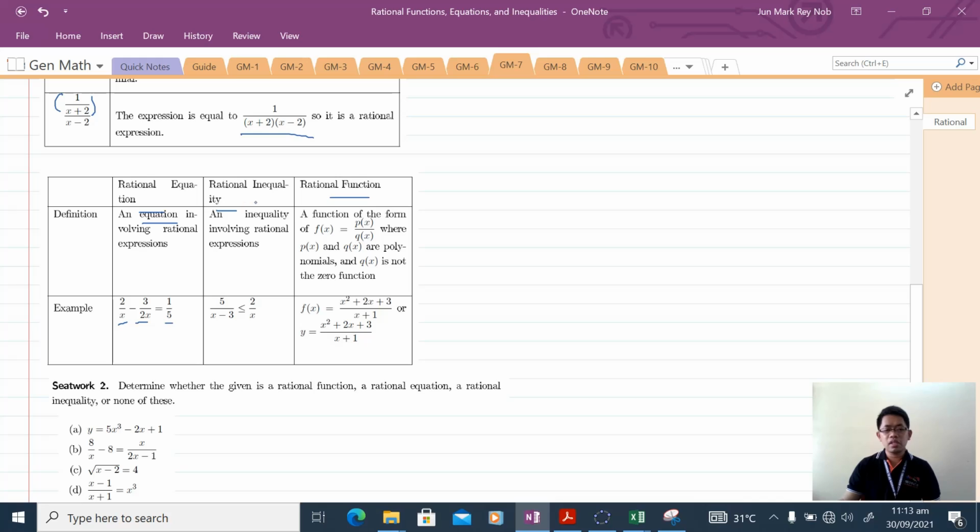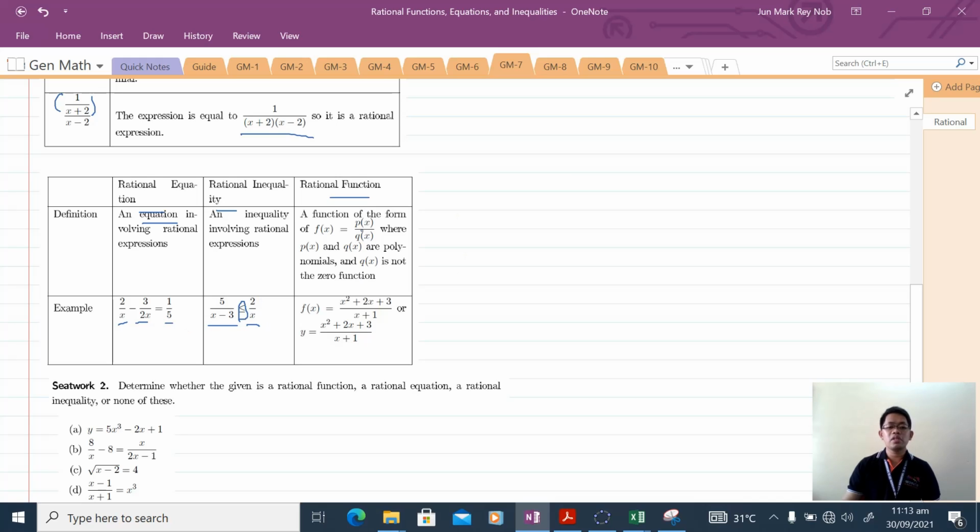Now what about rational inequality? This is an inequality, so expect that you have inequality symbols. So we have greater than, less than, less than or equal to, greater than or equal to. Those are inequality symbols involving rational expressions. Notice that the expression on the left is a rational expression, a ratio of two polynomials, and on the right, this is also a rational expression because this is a ratio of two polynomials.